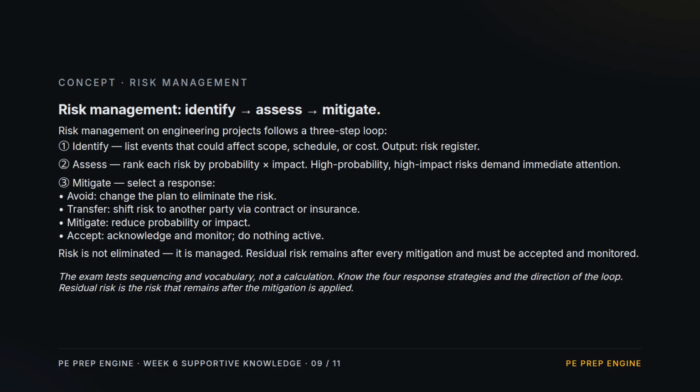Risk management in 3 steps. Identify. Catalog events that could affect scope, schedule, or cost into a risk register. Assess. Score each by probability times impact to prioritize. Mitigate. Avoid the risk by changing the plan. Transfer it by contract or insurance. Reduce its probability or impact, or accept and monitor it. Risk is never fully eliminated. Residual risk stays after every response.